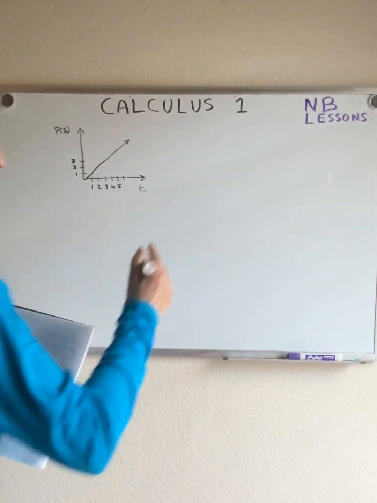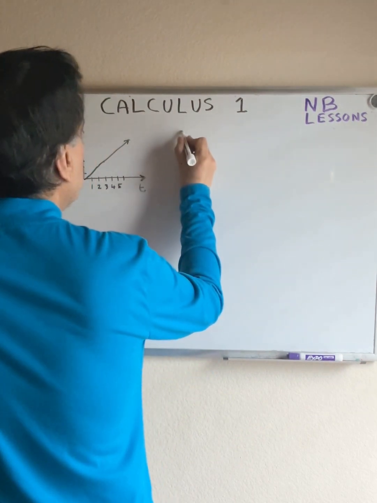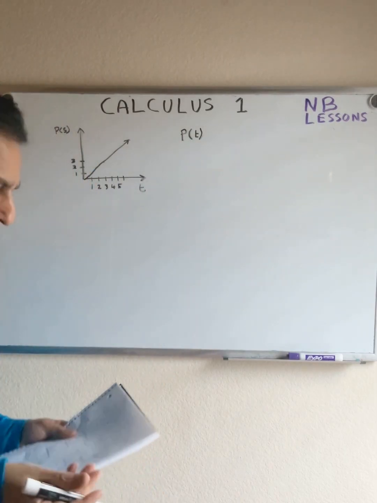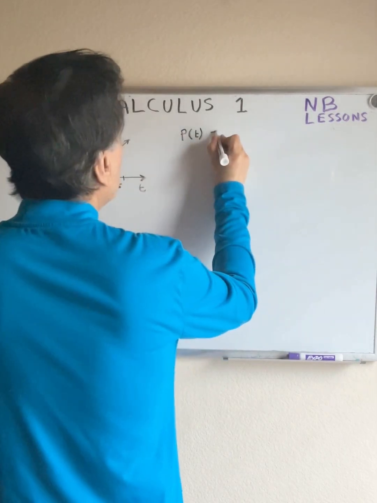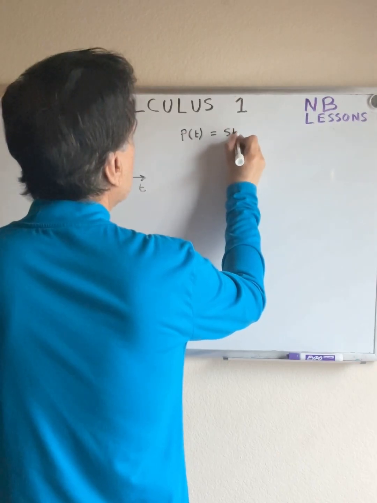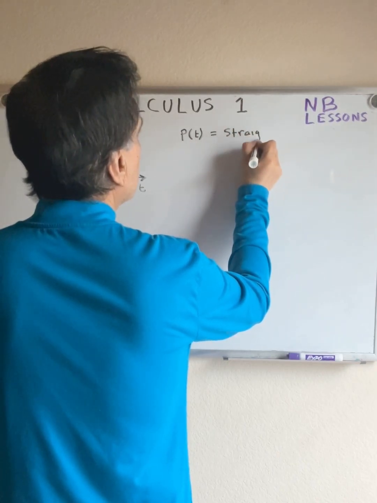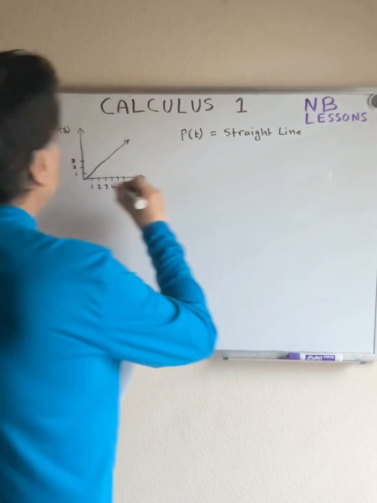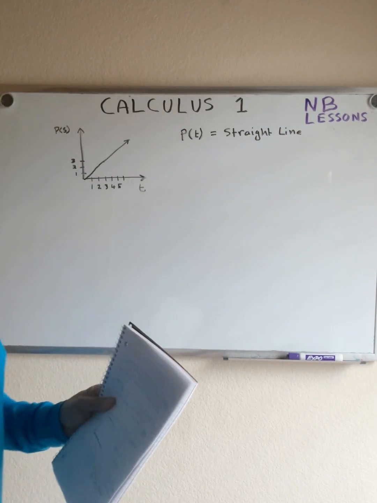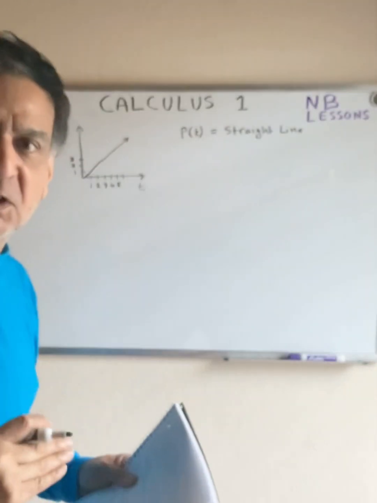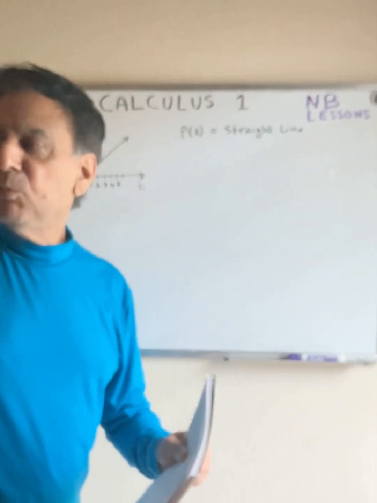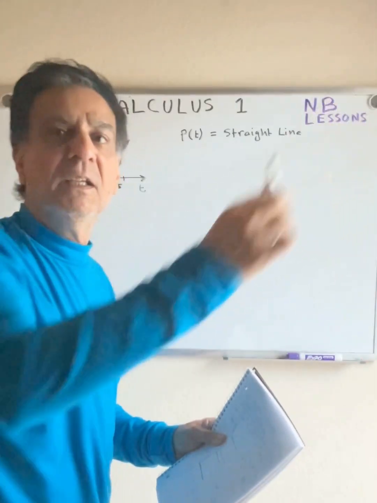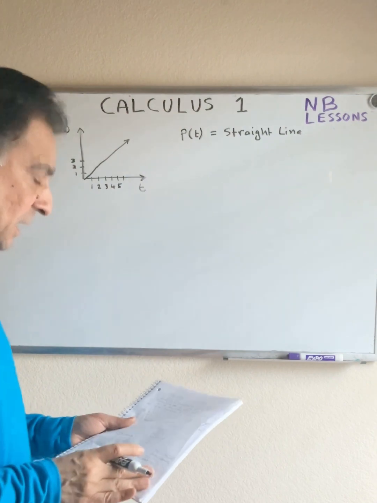Okay. So then we can say P of t, position as a function of time, is equal to a straight line. You agree with that? This is pretty straightforward. It is a straight line. There is no change. Okay, there is no rate of change. Like I explained to you, if this pen is moving at constant speed, there is no rate of change. But if I increase its speed, yes, then it's a rate of change.